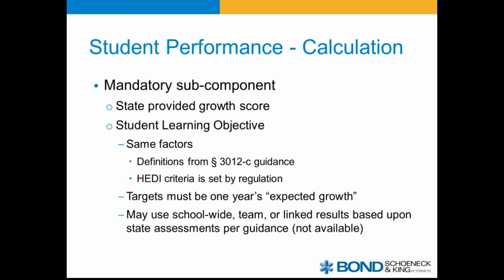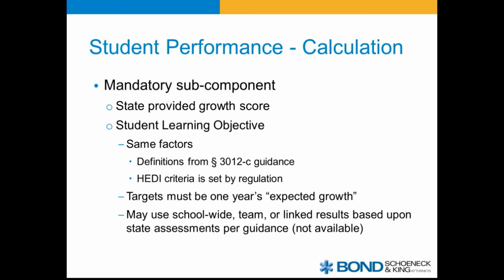areas. Now, one thing that has not changed is that the student learning objectives consist of the same elements that they did under old 3012-c, which includes student population, learning content, interval of instruction time, evidence, baseline, target, HEDI criteria, and rationale. At this point, the HEDI criteria that's part of that SLO is set by the state, so that is not something that school districts will have to determine as far as the percentage of students hitting targets that would be set to get a certain score on the student learning objective.